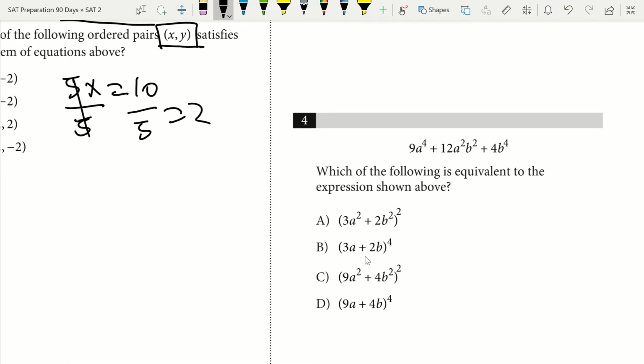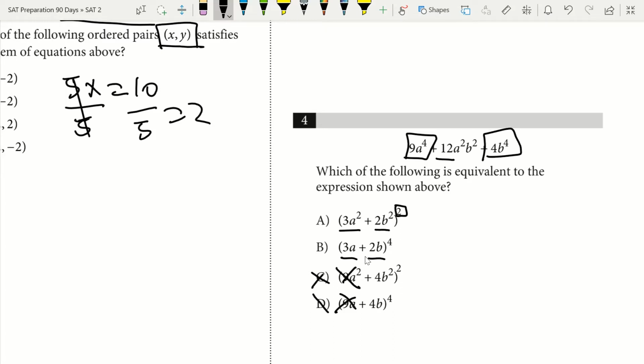Which of the following is equivalent to the expression shown above? Okay, the first thing I'm looking at is this 9a to the power of 4. I'm going to be looking for a 3a squared and then squaring that. So I see that A has got that. C and D have two options that are unacceptable. I'm looking at this one right here. I need to match this, I see I've got 4b to the 4th at the end.